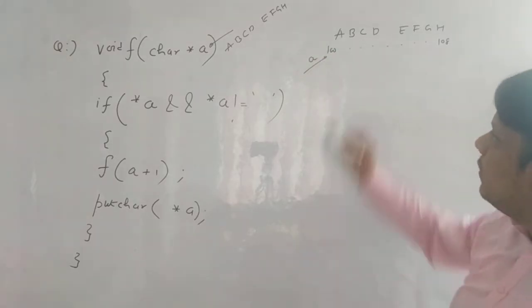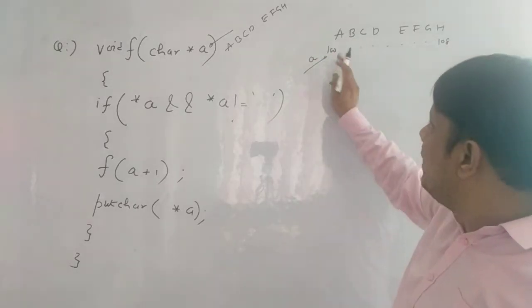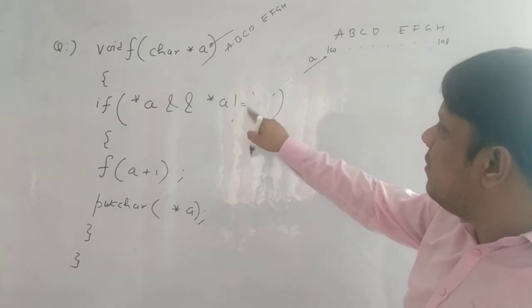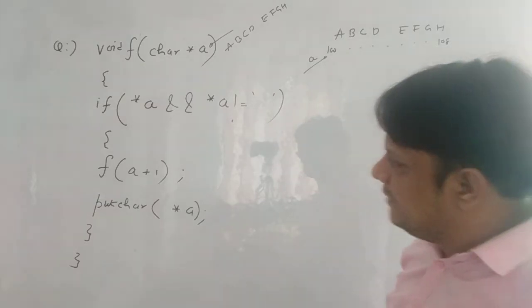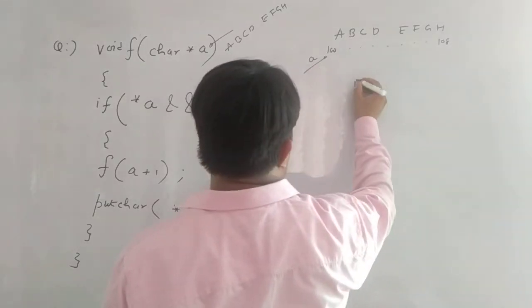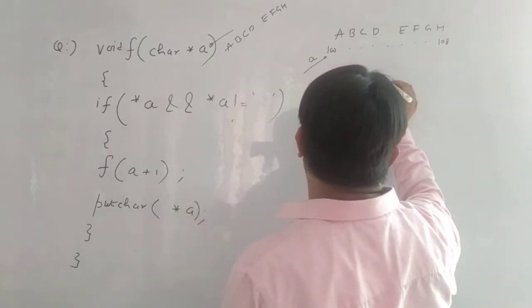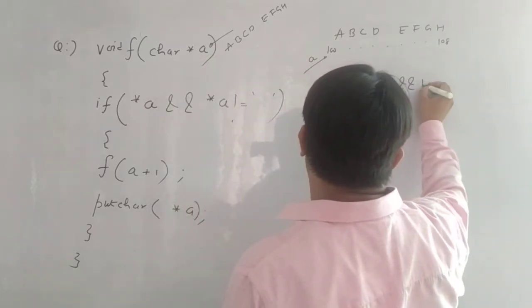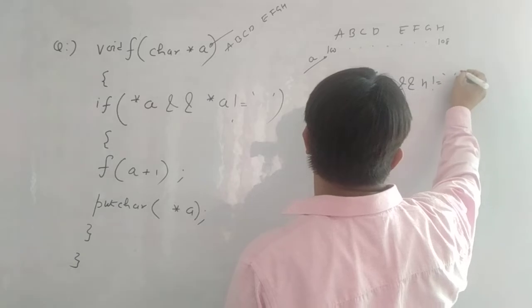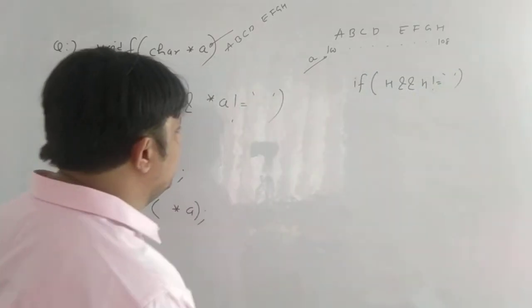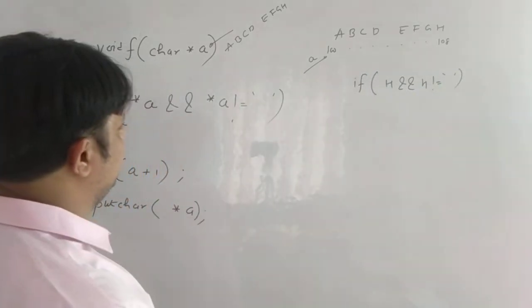Now it's star. So what is the star of A? Star of 100 is A. And star of A is not equal to space. So your condition is true, right? So I am here writing if H, and H not equals to space. Just for the sake of simplicity I am writing this, so this condition is true.